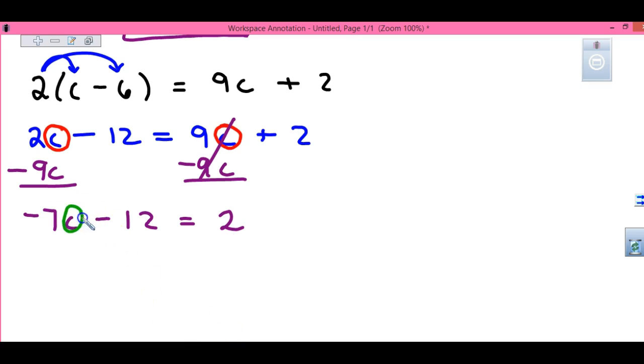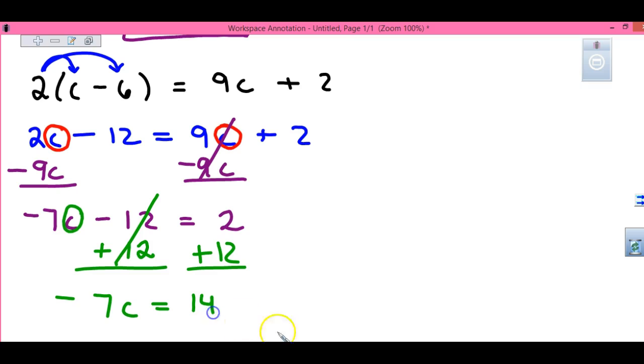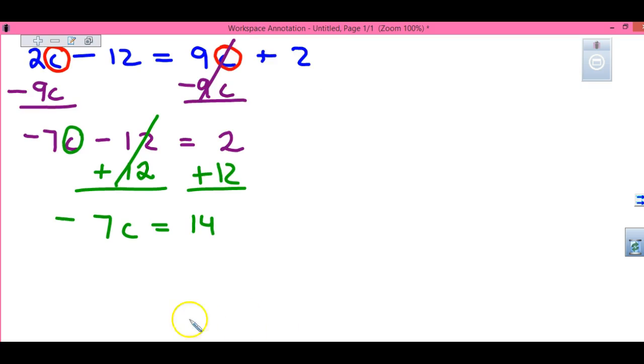So we still don't have the variable by itself. We still have to solve for that. That means we have to add 12 to both sides. That's the inverse operation. Negative 7c is equal to 14. Still need to have the variable by itself. The inverse operation would be divide by negative 7, divide by negative 7. This means that c is equal to negative 2.